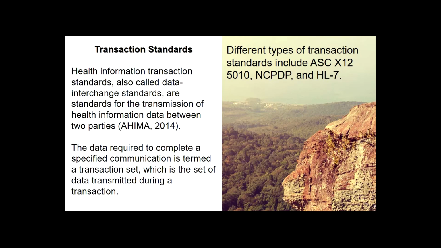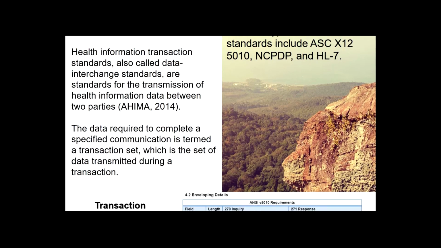So Health Information Transaction Standards, also called interchange standards, are standards for the transmission of health information data between two parties. So this is really just taking that information and making it syntactically and semantically the same between organizations. And it's really difficult and challenging, so there's always some sort of an update. Some of the different types of transaction standards that we're going to look at for a moment are ASC X12 5010, the NCPDP, and HL7. So these are some terms that you may hear in the future in the field.